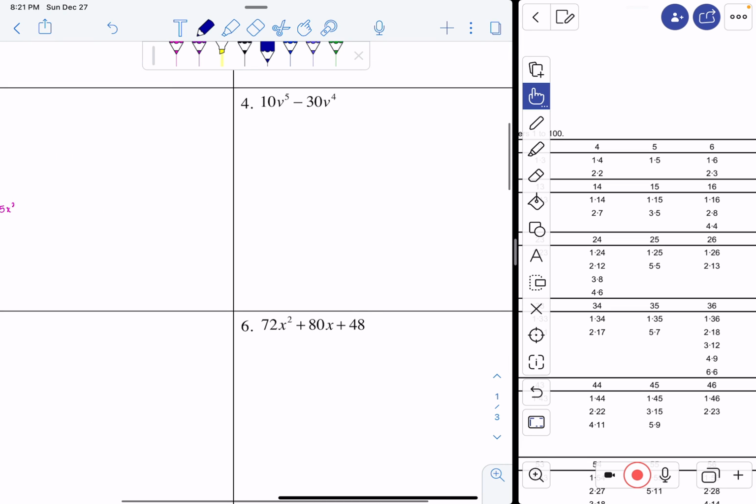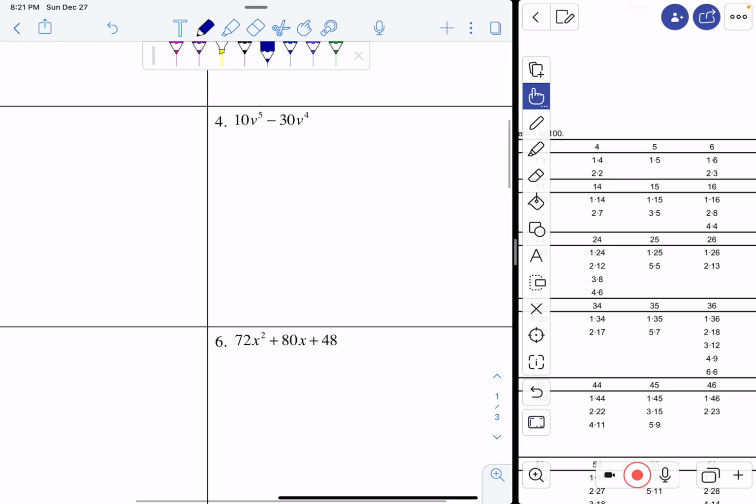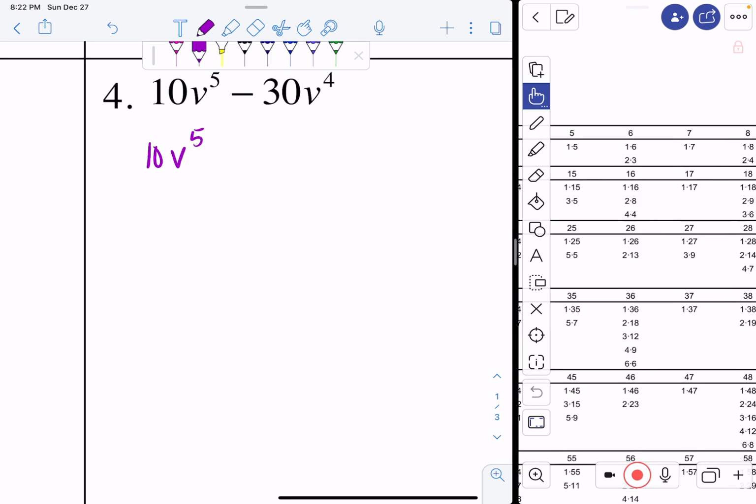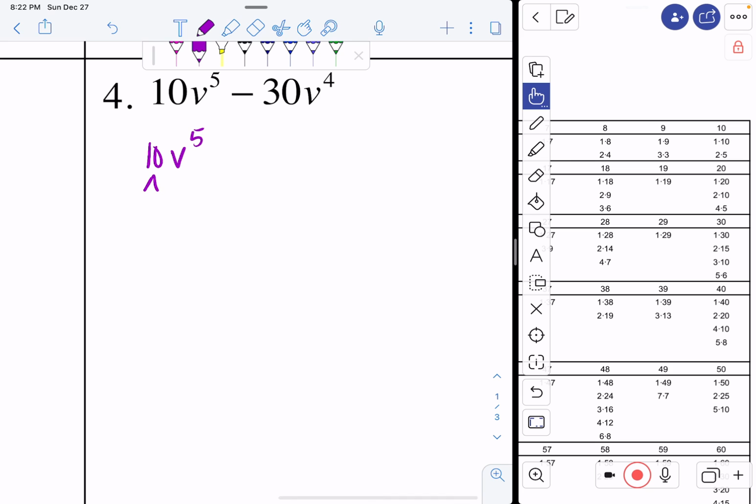Let's go on to number 4. In number 4, I want to do GCF leftover on 10v to the 5th minus 30v to the 4th. So 10v to the 5th. If you look, I can only do 2 and 5 on my 10. Those are both prime. So I can say 10v to the 5th equals 2 times 5. And I'm going to write 5 v's this time. So 1, 2, 3, 4, 5.